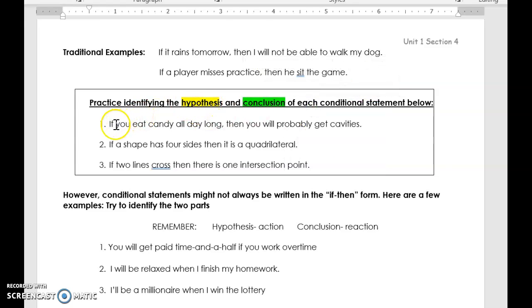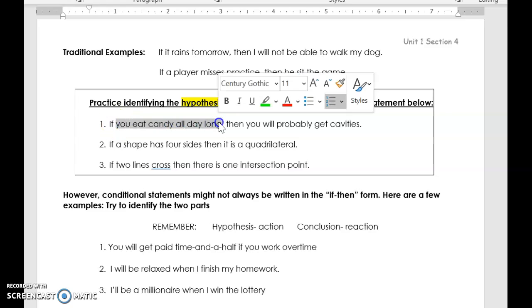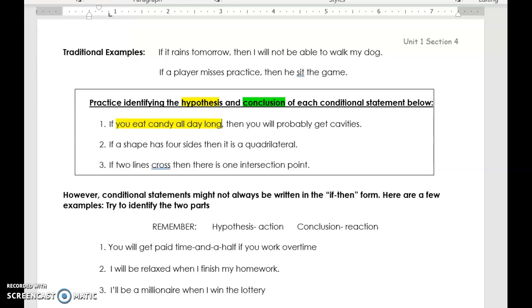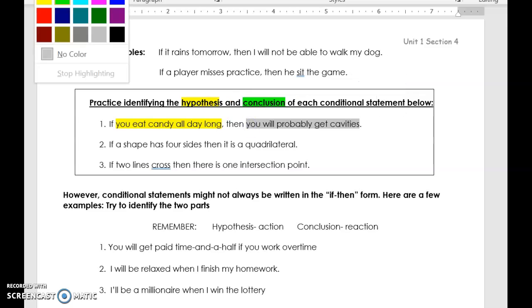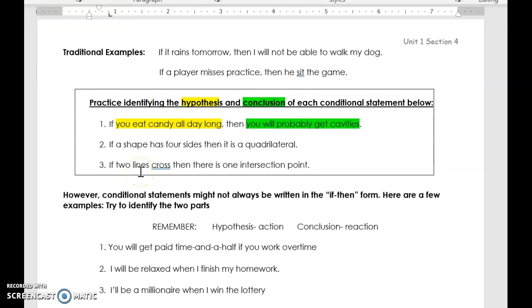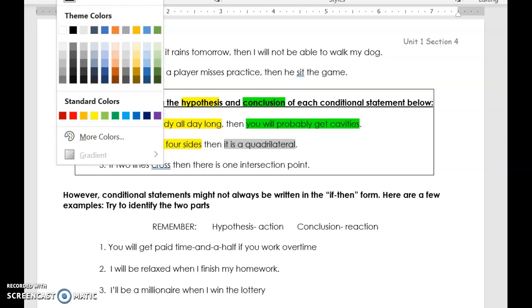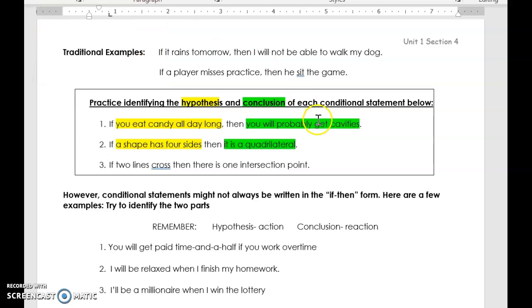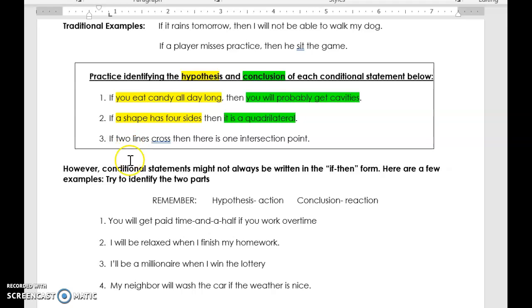So the hypothesis is the part of my sentence that comes after the word if, if it is set up in the traditional form. So notice how I didn't highlight the word if, just everything after. So if you eat candy all day long, then what's my conclusion? What's going to happen? You will probably get cavities. Looking at another example, if a shape has four sides, then it's a quadrilateral. So again, my hypothesis is the portion that comes after the word if. My conclusion, or my action-reaction, is the part that comes after the word then. Last one here, take a minute and look.